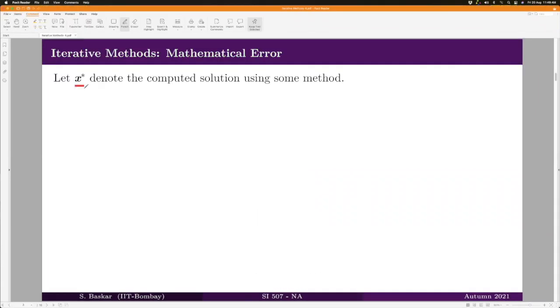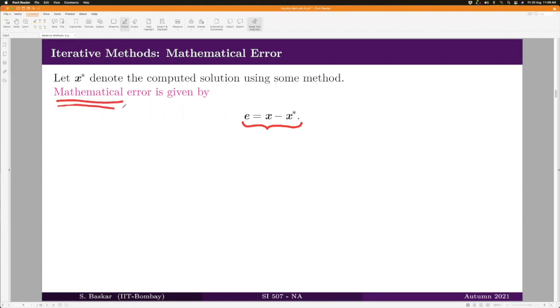Let X star denote the computed solution using some method. Then obviously the error involved in X star, when compared to the exact solution of the linear system AX equal to B, is defined by this vector. That is, E is equal to X minus X star, and we call this error the mathematical error.